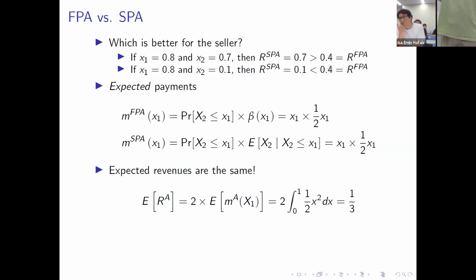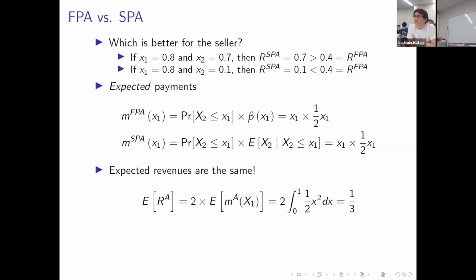Let's just consider this example, two bidders with uniform values, and think about whether first price or second price auctions are better for the auctioneer from an ex post perspective, for given values. It's very easy to see that there are cases in which the second price auction is better, and cases in which the first price auction is better. Let's consider bidder 1 having a value of 0.8 and bidder 2 having a value of 0.7.